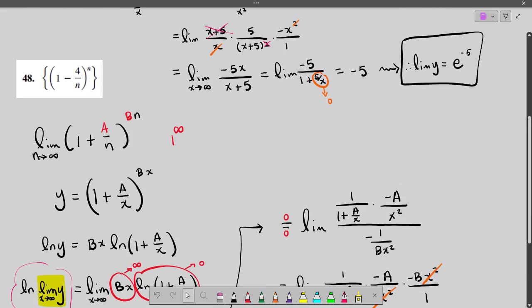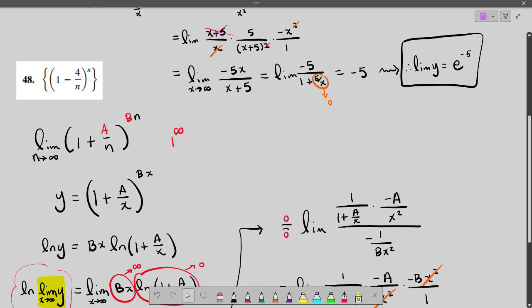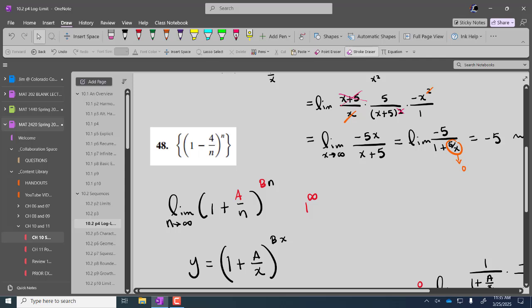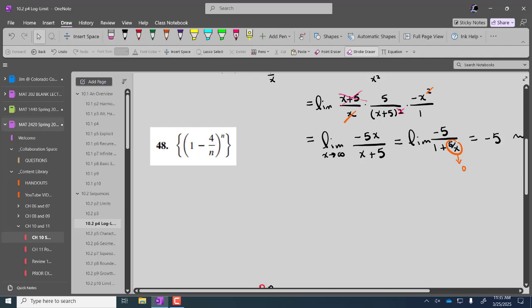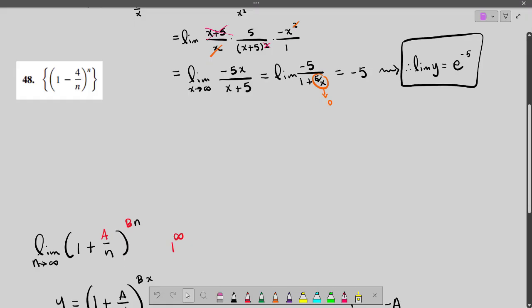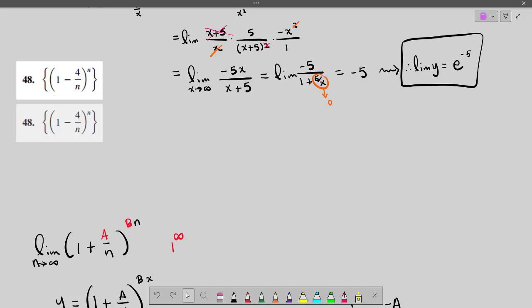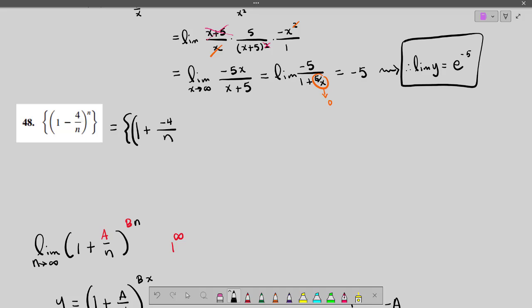All right, let's see, can we add some space in here and not cause it to freeze? I'm going to rewrite this one, and I want you to see if you can tell me the limit instantly. What is the limit of that?